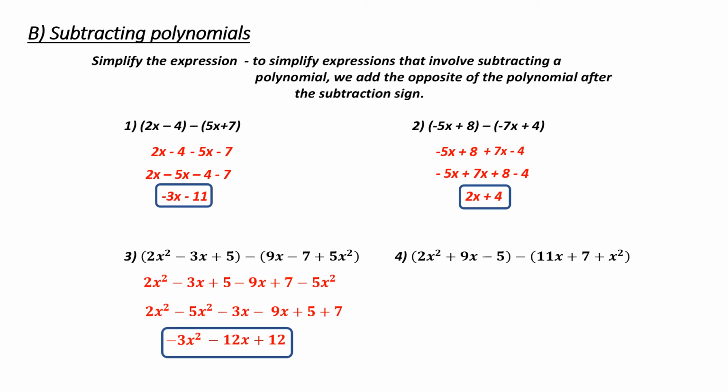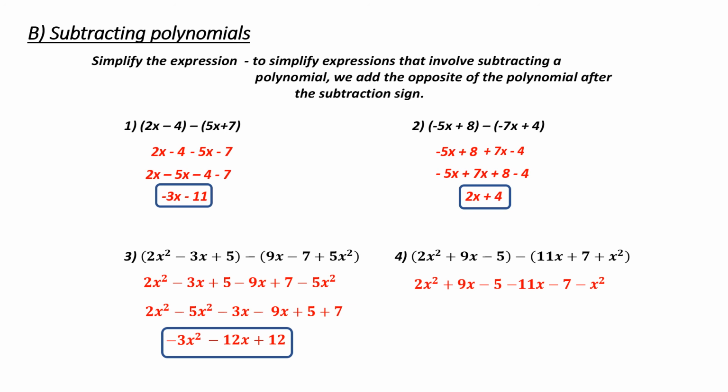Okay, number 4. Why is the first bracket there? Just to tell me that it started out together. So I can eliminate it without any problems. Why is the second bracket there? Well, it's because I am subtracting everything inside the bracket. So how do I remove the bracket? I multiply each term by negative 1, or I add the opposite. Positive 11x becomes negative 11x. Positive 7 becomes negative 7, and positive x squared becomes negative x squared.